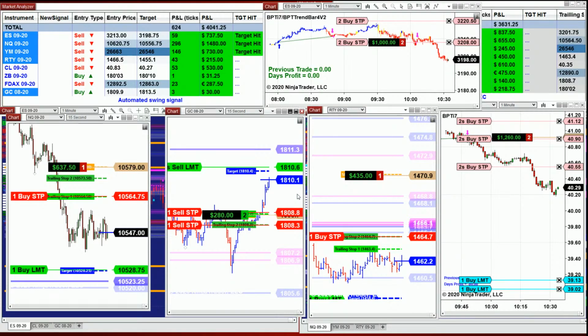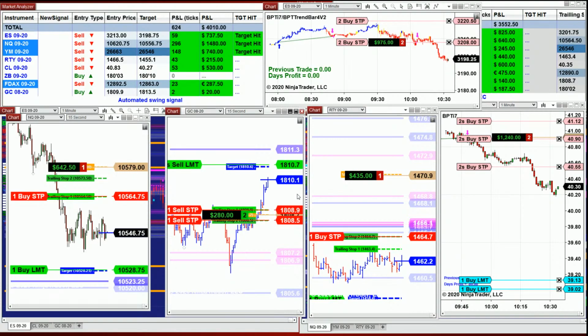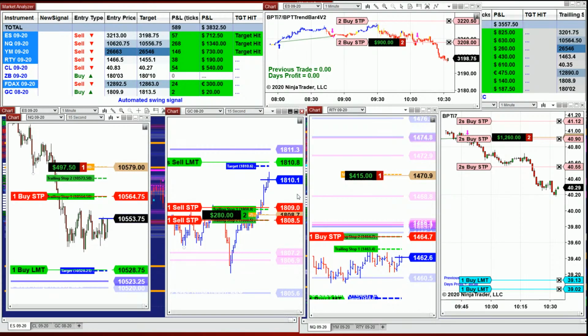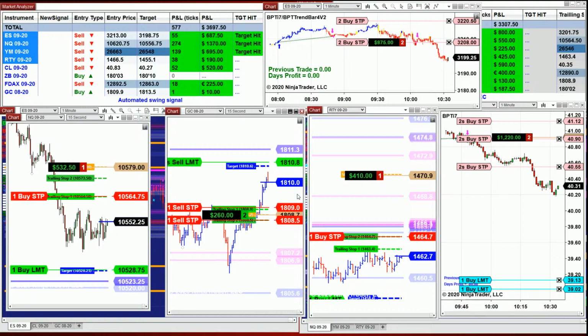And now the resistance line is 1811.3. It's no longer 1810. So I'm not going to mess with it or increase the target, because the resistance line is 1811.3. So I'm going to let this trade go at the target where the automated system calculated. I'm not going to override it.